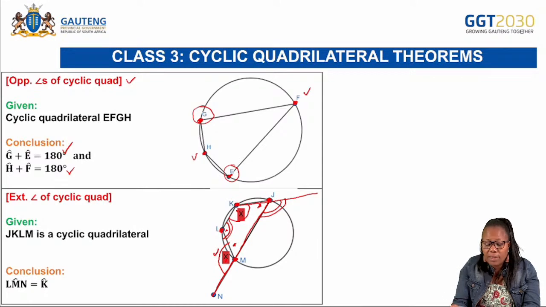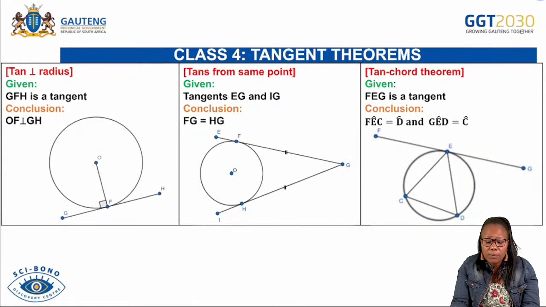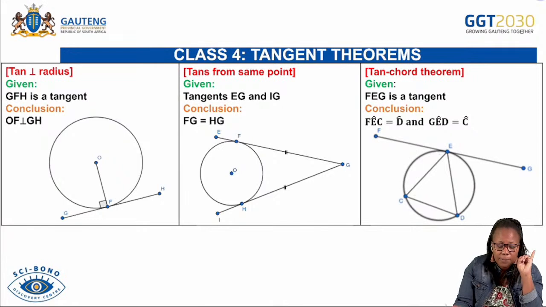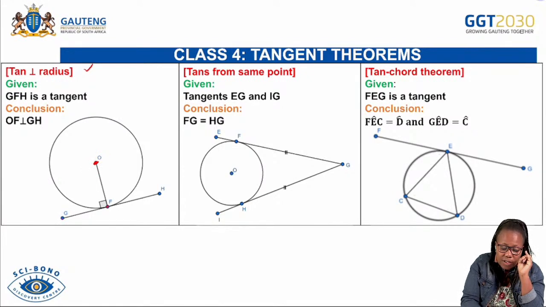And then let's look at the last class of our circle theorems. We have class number 4, which is the tangent theorem. How many tangent theorems do we have? We have 3 theorems. The first theorem is tangent perpendicular to radius. That means it is relating the tangent and the radius. What is our radius now? Our radius is line OF, and the tangent is line GFH.